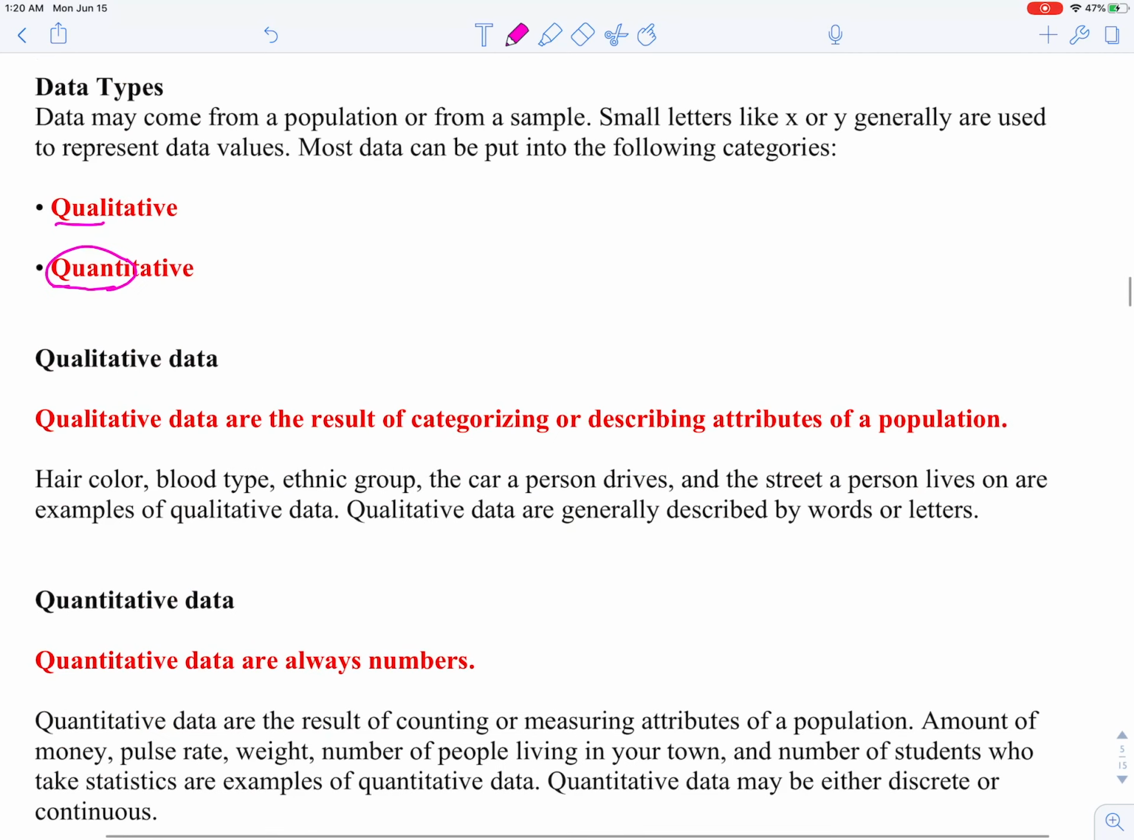A little bit more formal definitions here. Qualitative data are the result of categorizing or describing attributes of a population, like color of a vehicle, type of a vehicle, type of calculator you have. Also, hair color, blood type, ethnic group, the type of car, the street a person lives on. That's qualitative data because it's qualities. It describes non-numerically. Qualitative data are generally described by words or letters.